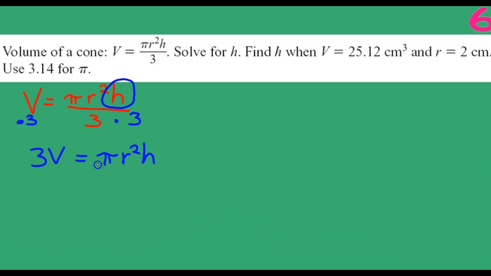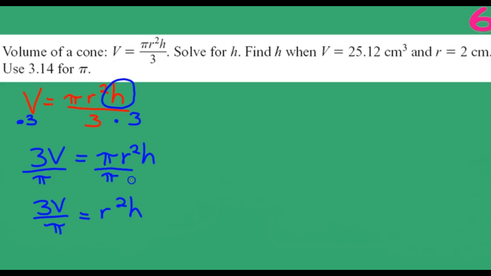Okay, now what we're going to do is we have pi and r squared being multiplied to h. So I need to divide by pi to get pi over here. So now I have 3v divided by pi equals r squared h.